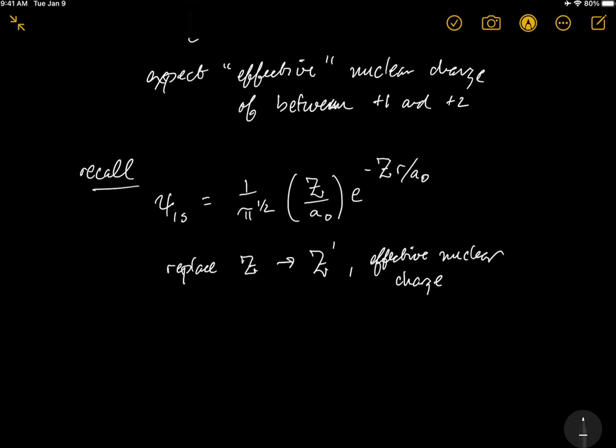And again, we expect Z prime to be between +1 and +2, corresponding to our physical picture of sometimes the electron is closer to the nucleus and sometimes it's further away relative to the other electron, and so the sort of partial screening that we take into account using this effective nuclear charge parameter. We expect this nuclear charge parameter to be between 1 and 2.